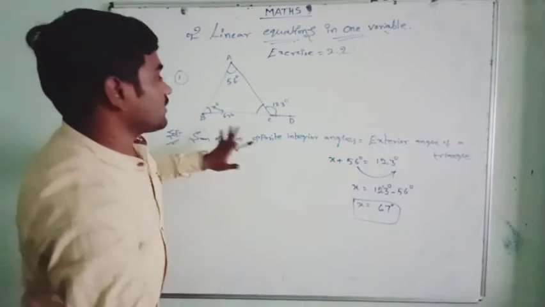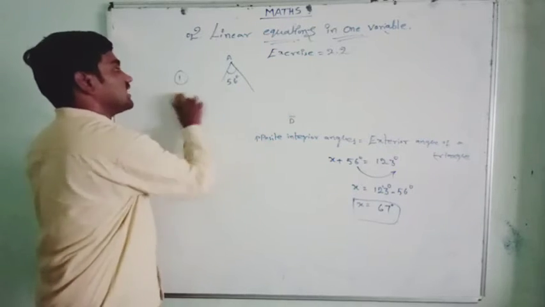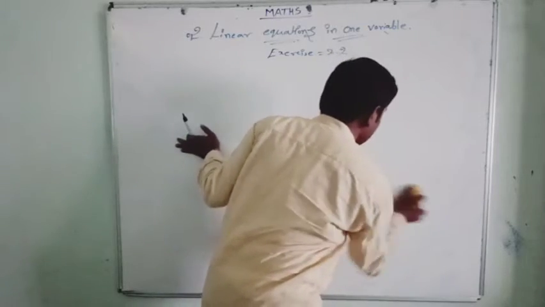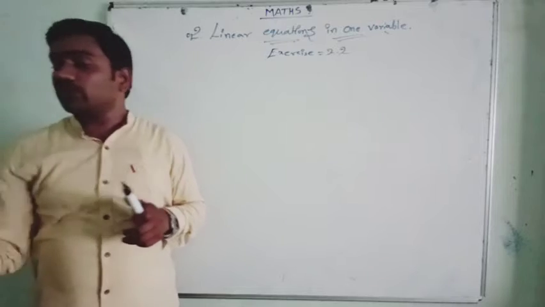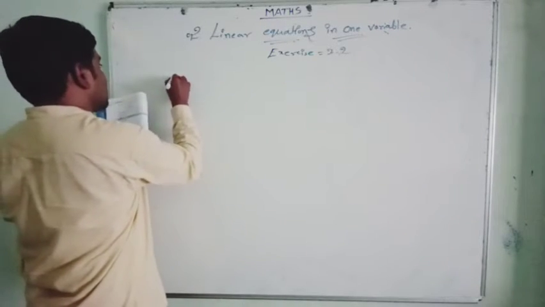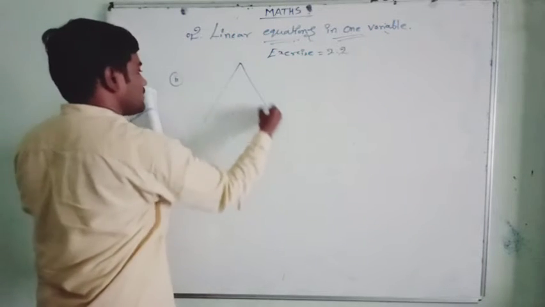So with this we have completed this problem. Very simple, but you need to understand this concept: the exterior angle of a triangle is equal to the sum of two opposite interior angles. This we have learned in our 7th class itself. You need to recall that chapter once again, or refer to your 7th class textbook. You can understand that.